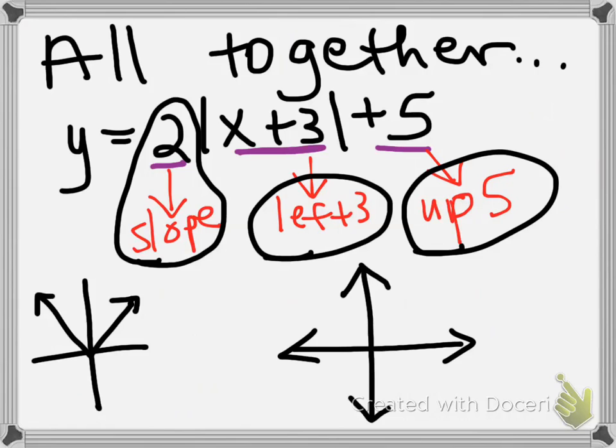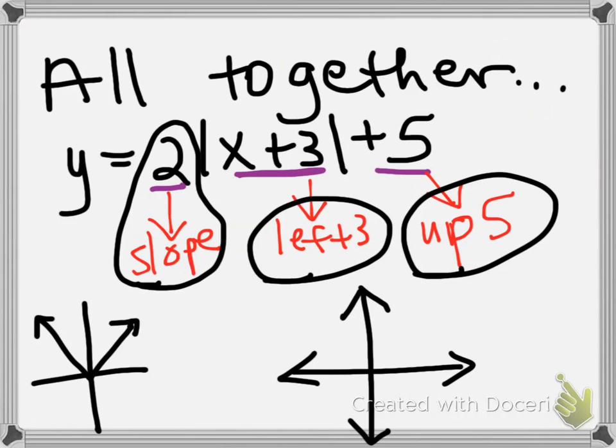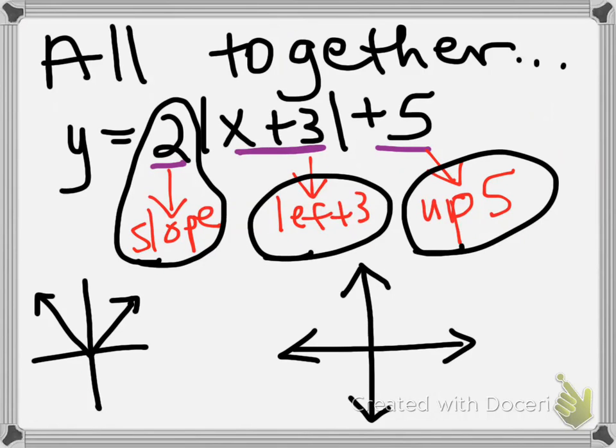Absolute value graph is usually right in the middle at 0, 0. If I move left 3 places, like I was trying to say, 1, 2, 3, that's going to be my new starting point. Up 5 places, so 1, 2, 3, 4, 5.